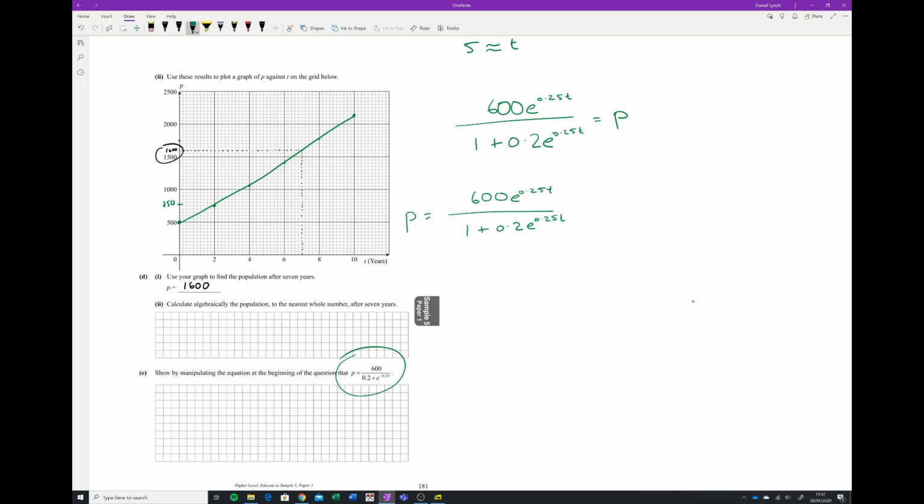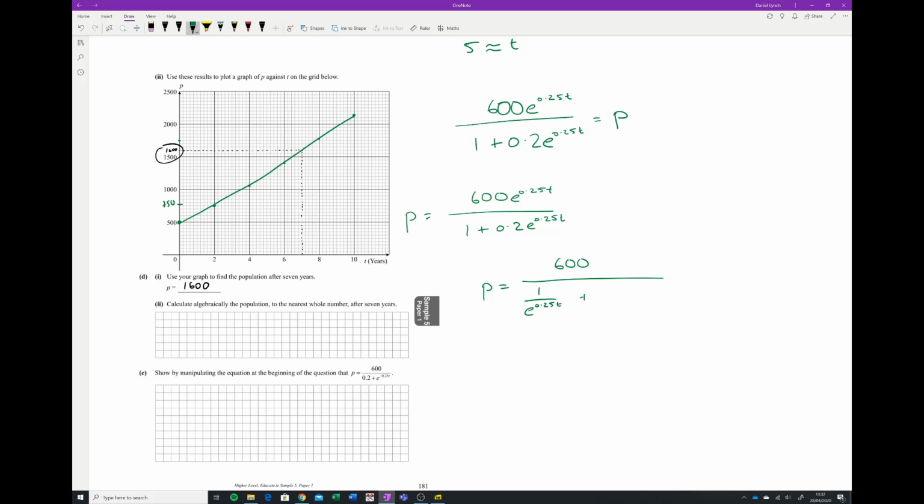We want 600. So what would we have to do with this? Well, we just have to divide it by e to the 0.25t. Maybe you saw that straight away. So that's what we'll do. We'll divide top and bottom of the fraction. So we don't have to do it left and right, just top and bottom of the fraction. We'll divide the top by e to the 0.25t, and we just get 600. And the bottom, because we've got an addition going on, both things have to be divided by e to the 0.25t. So we get 1 over e to the 0.25t.